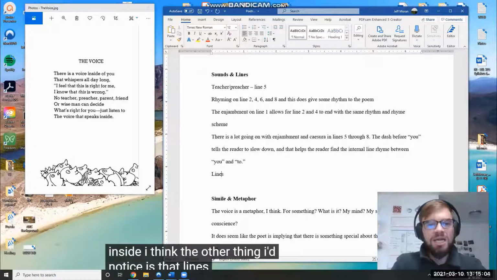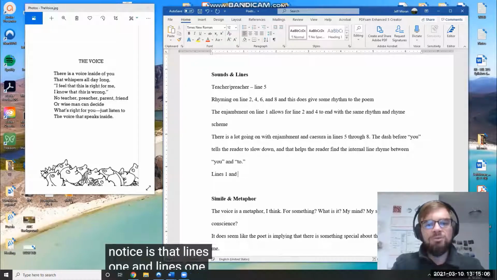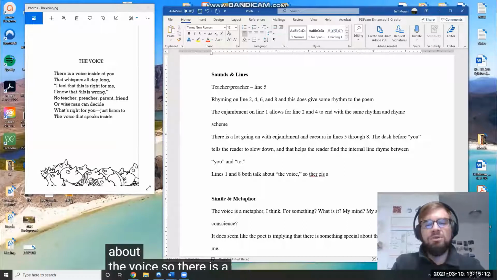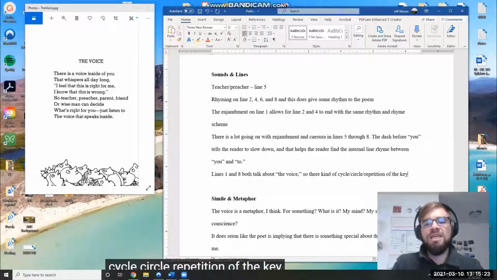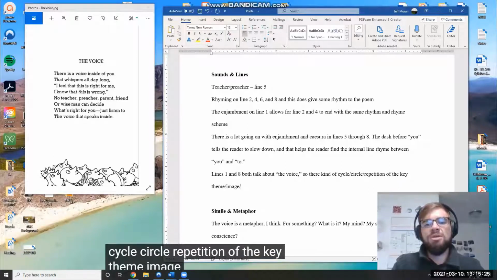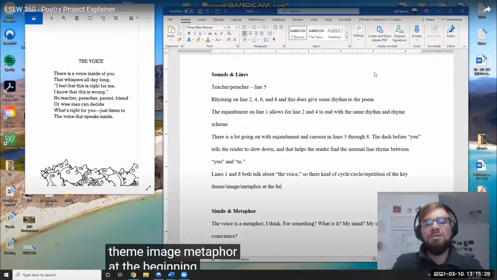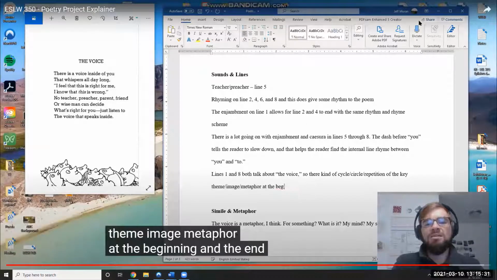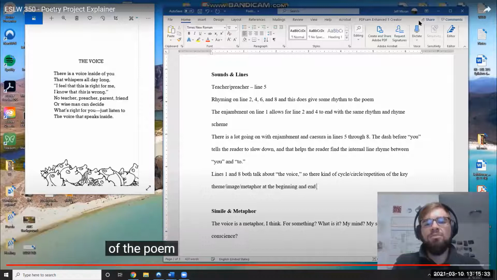I think the other thing I'd notice is that lines 1 and 8 both talk about the voice. So there is a kind of cycle or circle, a circle repetition of the key theme, image, metaphor at the beginning and the end of the poem.